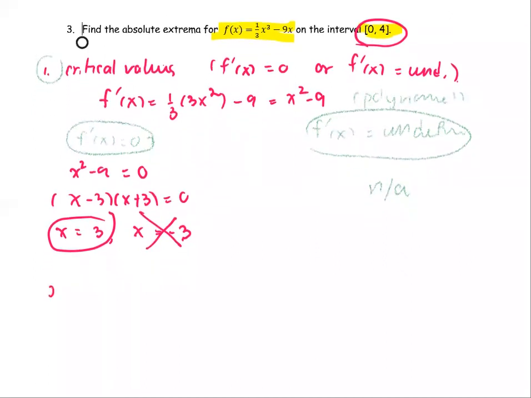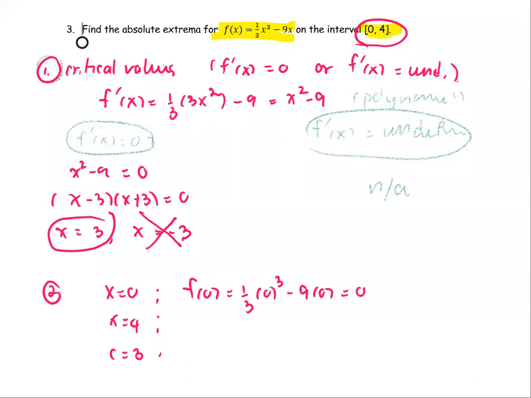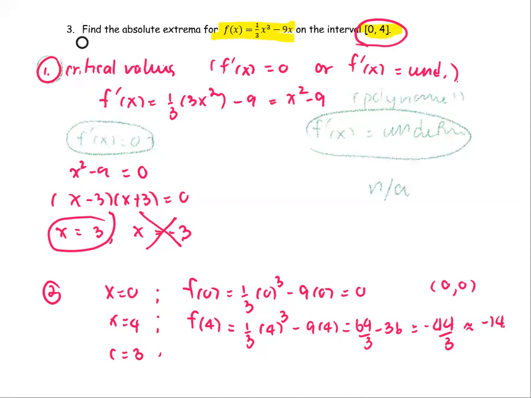Next step, we're going to find the function value at the left end, which is at x equals 0, at x equals 4, and at the critical number. So the function value is 1 over 3 times 0 to the third minus 9 times 0, which turns out to be 0, and the ordered pair on the graph will be 0, 0. Next, the function value at the right end, x equals 4, is 1 over 3 times 4 to the third minus 9 times 4, to get 64 divided by 3 minus 36. The number comes out to be negative 44 over 3, or about negative 14.67.